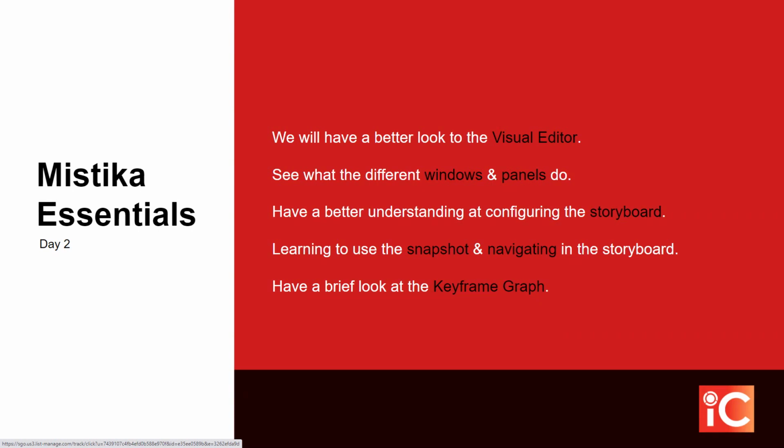We're going to see what the different windows and panels do inside the visual editor. Have a better understanding of configuring the storyboard, so we can use it to our advantage. And we're going to learn to use the snapshot and navigate in the storyboard. This is going to be essential when we're doing grading jobs. And have a brief look at the keyframe graph.